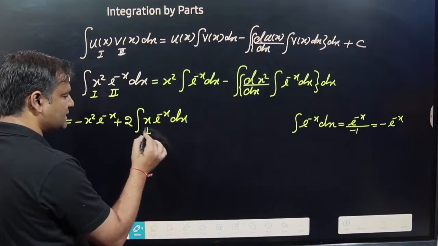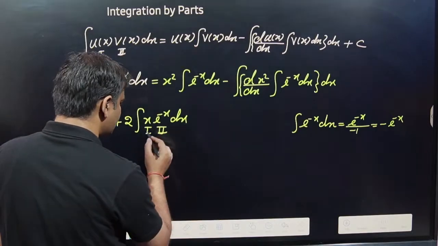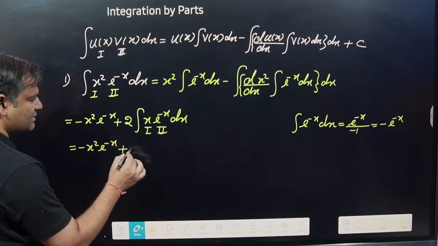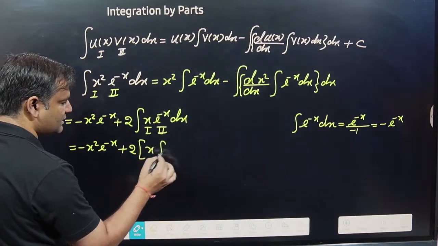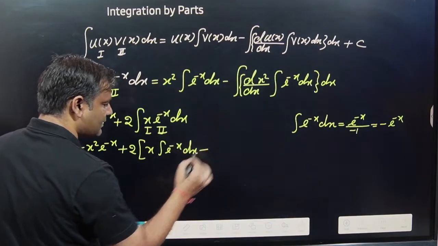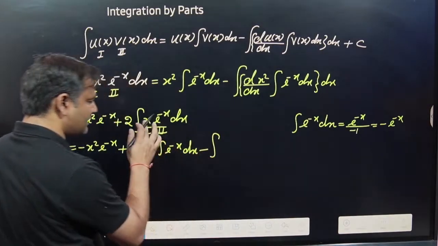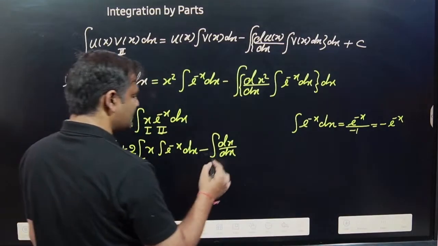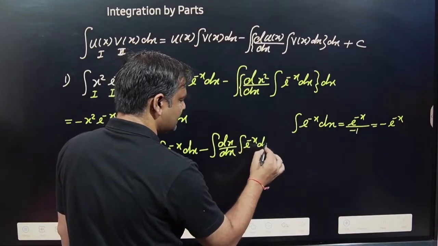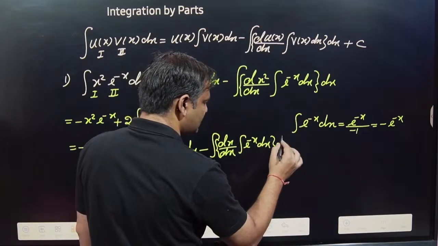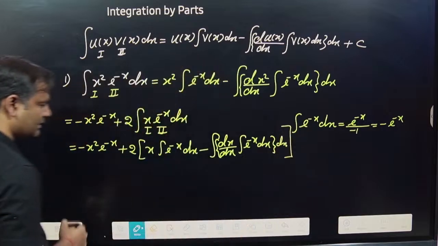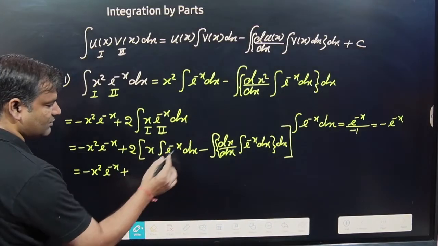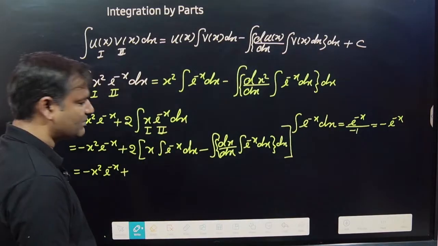Clear? Now once again apply. This one is the first function, this one is the second function. So written here: minus x square into e to power minus x plus 2 times first into integration of e to power minus x dx, minus differentiation of x, which is simply dx by dx, into integration of e to power minus x dx, into the whole integration. Okay, now look here: x square into e to power minus x plus, what about that value? Integration of e to power minus x is simply minus e to power minus x.